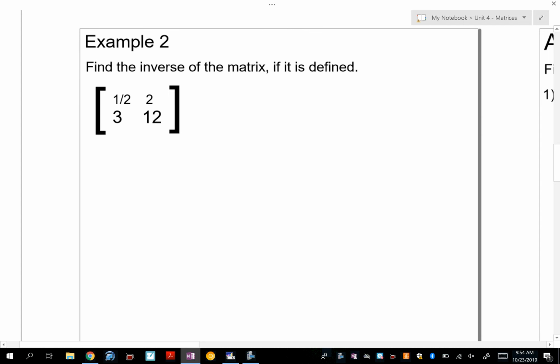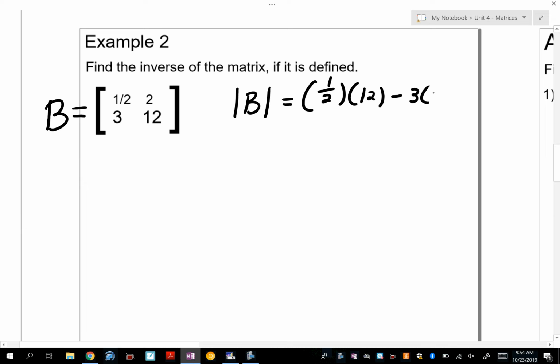Example 2. I'm going to label this matrix B. So to find the inverse of matrix B, I'm going to first find the determinant of matrix B. So 1/2 times 12 minus 3 times 2. What is half of 12? 6. And what is 3 times 2? 6. So what do you get? 0.